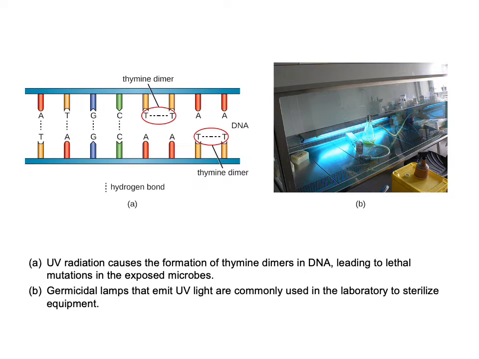UV light can be used for disinfection of surfaces. UV radiation causes the formation of dimers in the DNA. It leads to lethal mutations in these microbes. There are many different types of wands and lamps that can emit UV light. They're often used in laboratories to sterilize different types of equipment. So yes, UV light has been used to control microbes and disinfect surfaces.